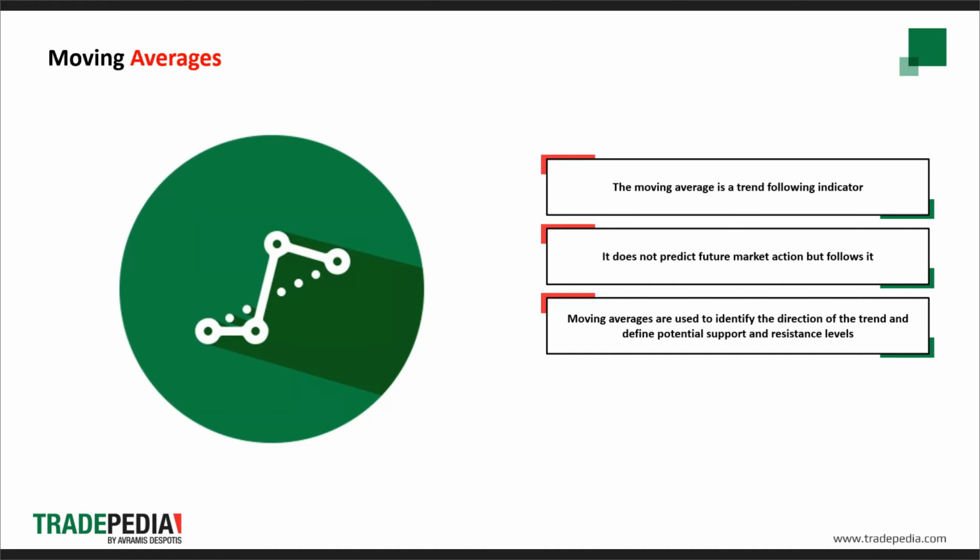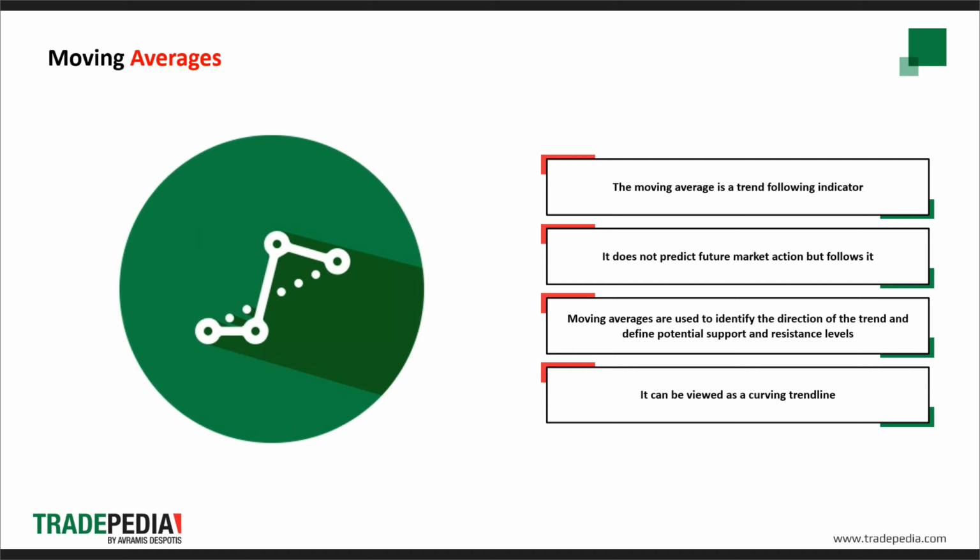And actually, if you think about the moving average, it can be viewed as a curving trend line. It's a trend line that is not straight. Meaning when price approaches the moving average, it will tend to bounce or reverse depending on the direction of the trend, whether it's a bullish trend or a bearish trend. So it can be viewed as a curving trend line. That's one of the ways that I like to use the moving average as well.